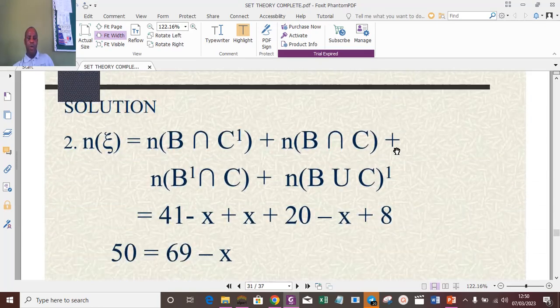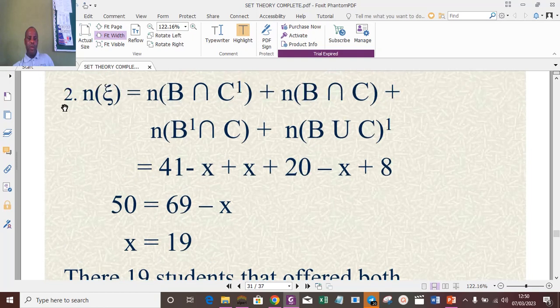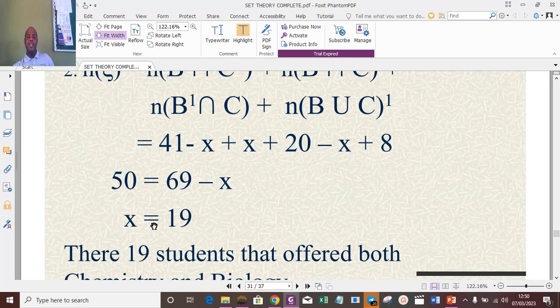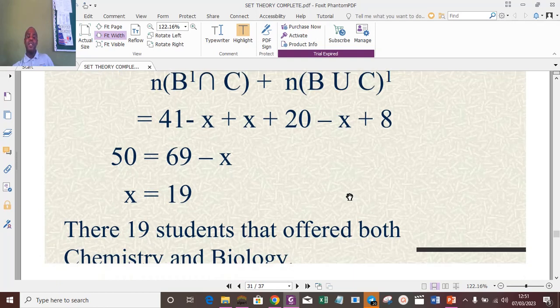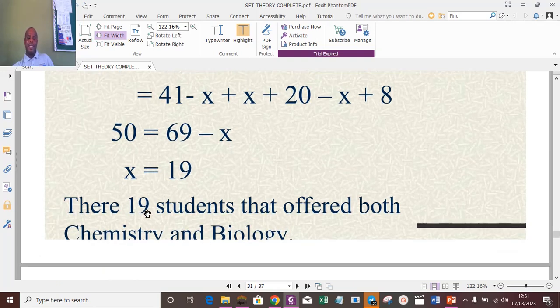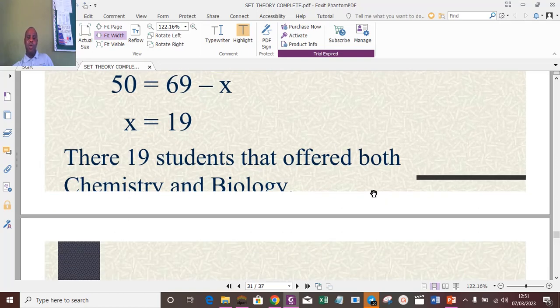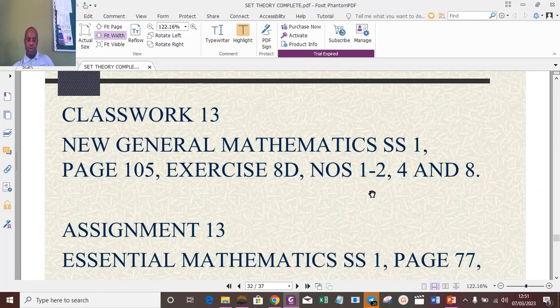We are here now. The number in the universal set is 50. 41 plus 20 plus 8 will give us 69. Minus S plus S is 0. So we have this minus S here. So we have 50 is equal to 69 minus S. If you do the arithmetic, you are going to get S is equal to 19. So the number of those offering both subjects, chemistry and biology, is equal to 19. So we are going to end it for 2 circles today.